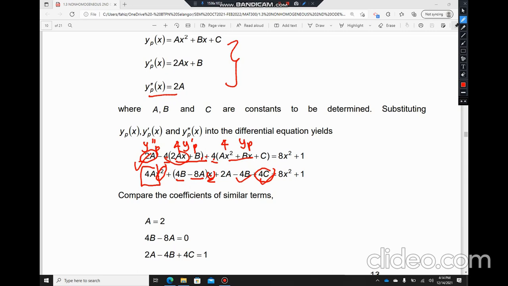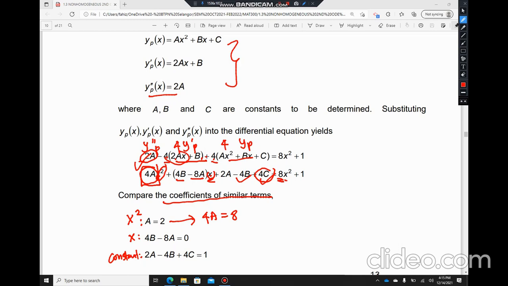Okay, so kita compare the coefficient of similar terms. Okay, so how to compare? Kat sini since kita ada 3, first untuk x square, second one untuk x, and then third one untuk constant. Okay, kita compare kiri dengan kanan. Kiri untuk x square dia ada nilai 4a. Sebelah kanan dia ada 8 untuk x square. So that's why you get 4a equals to 8. So a equals to 2. So yang ni lah maksud dia compare coefficient.